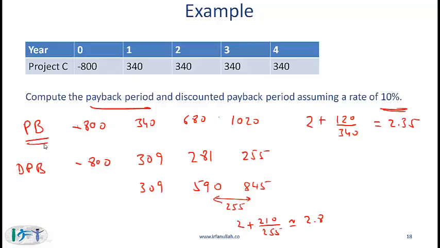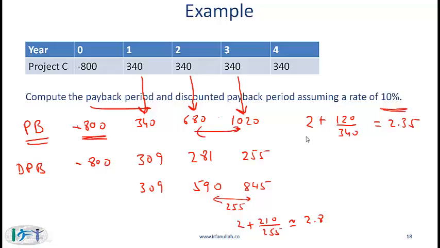For the payback period, we take the undiscounted numbers. Investment is 800 and then 340. At the end of 2 years, we have recovered 340 plus 340, which is 680. End of 3 years, we have recovered 1020. The payback period is between 2 and 3 years.